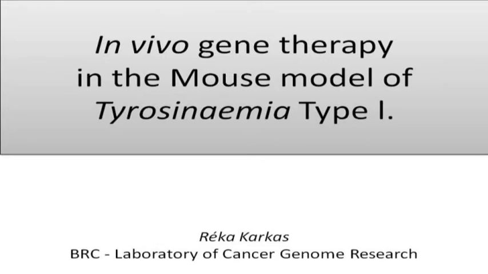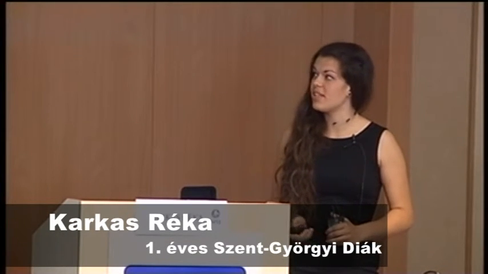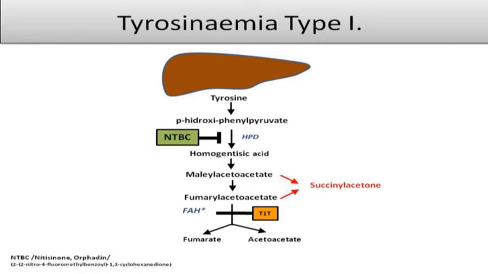Dear audience, I would like to talk about the in vivo gene therapy in the mouse model of tyrosinemia type 1. Tyrosinemia type 1 is a fatal disease with progressive liver dysfunction. It is caused by the germline point mutation in the fumarylacetoacetate hydrolase gene. The product of this gene is the last protein in the tyrosine catabolic pathway.